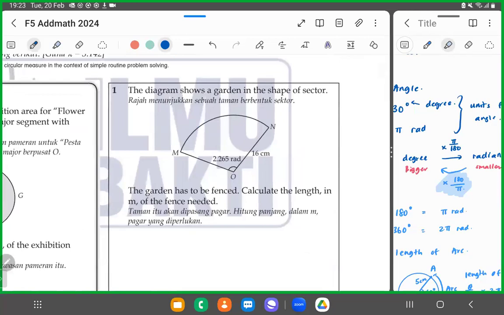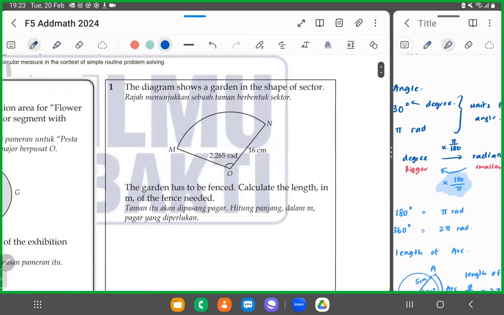Okay, like question number 1, the diagram shows a garden in the shape of a sector. So since it is a sector, here 16, then here 16 also. The garden has to be fenced. You want to make a fence for this sector, so that means 3 sides: 16 m and also another 16. Calculate the length in meters of the fence needed.